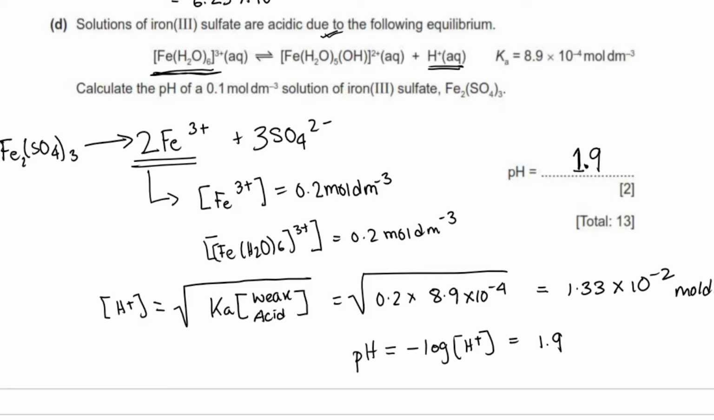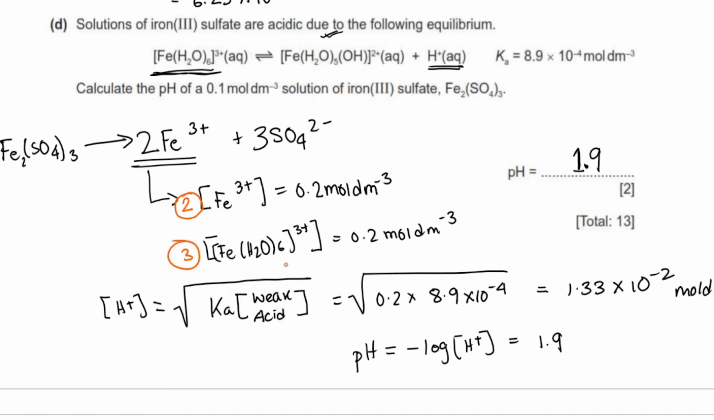Now let me just label the steps. This is the first step. This is, wait, let me use a different color. This is the first step to understand that the iron 3 sulfate salt dissolves, and then we understand that its concentration will be 0.2 mole per dm cube. The concentration of the ligand formed by the iron 3 ions will be also 0.2 mole per dm cube.